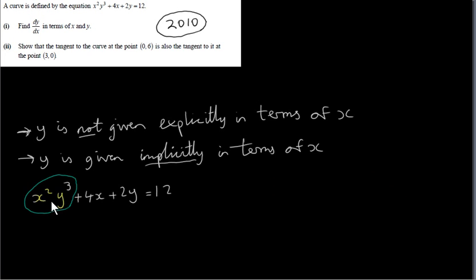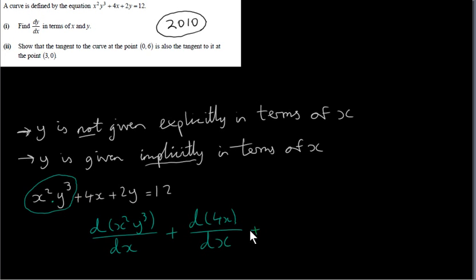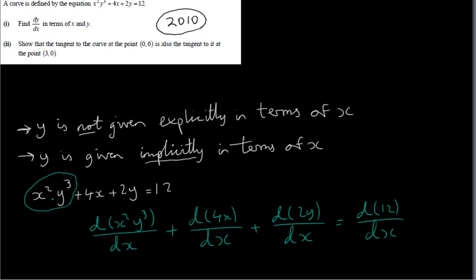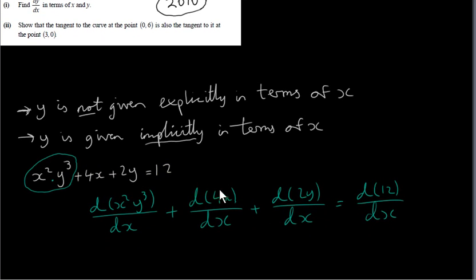Now notice here for this first term we have a product of functions, so we have to use the product rule. First of all, I'll write down the statement of the derivative. We're going to be differentiating x squared y cubed with respect to x. Then we're going to be differentiating 4x with respect to x. Then we're going to be differentiating 2y with respect to x. And finally, on the right hand side, we differentiate 12 with respect to x. So we differentiate the entire equation with respect to x, performing the same operation on all terms of this equation.